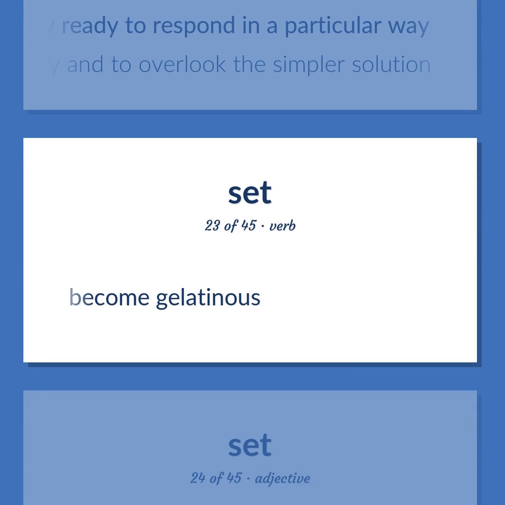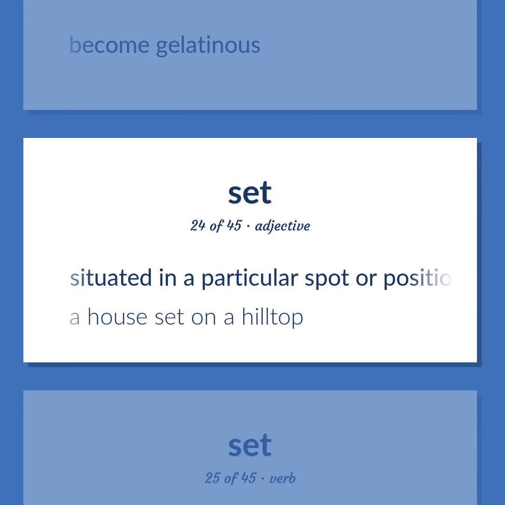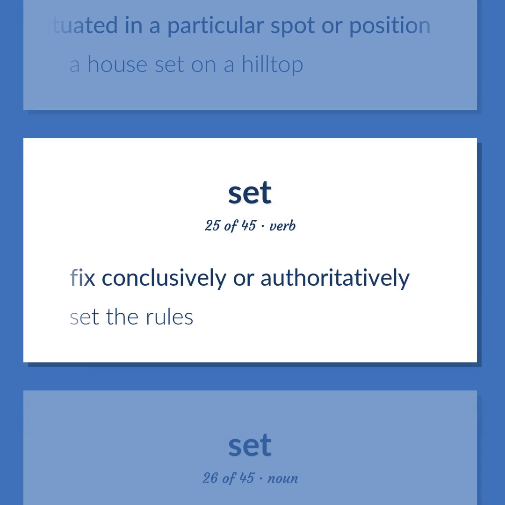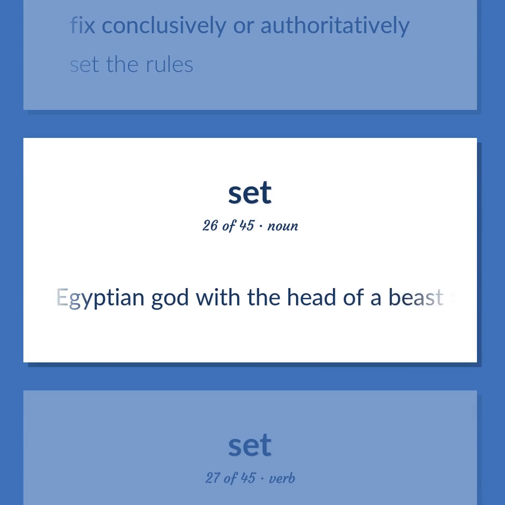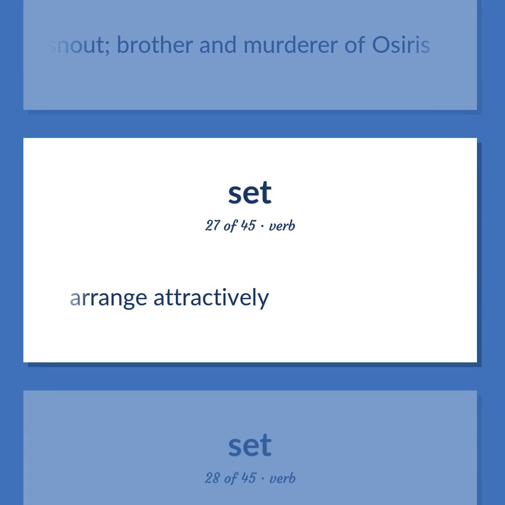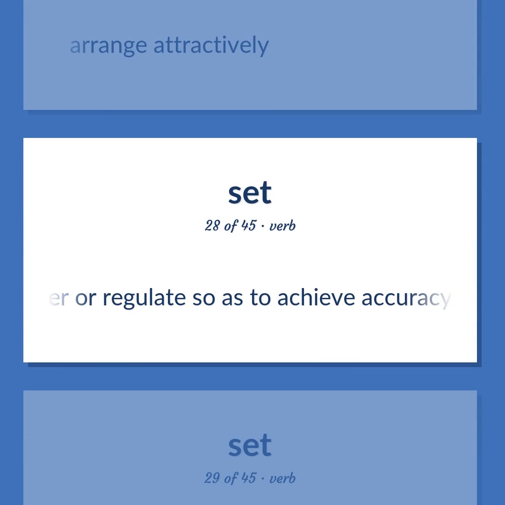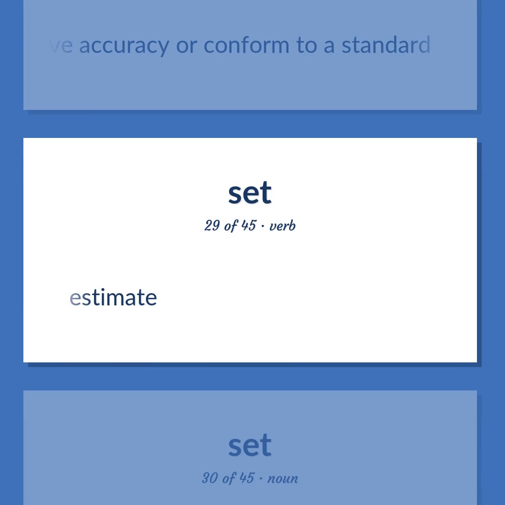Become gelatinous. Situated in a particular spot or position. A house set on a hilltop. Fix conclusively or authoritatively. Set the rules. Evil Egyptian god with the head of a beast that has high square ears and a long snout, brother and murderer of Osiris. Arrange attractively. Alter or regulate so as to achieve accuracy or conform to a standard. Estimate.